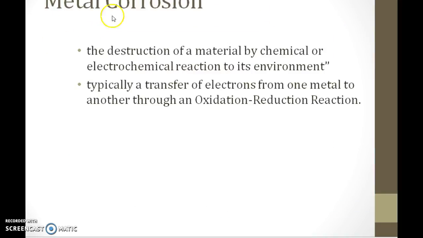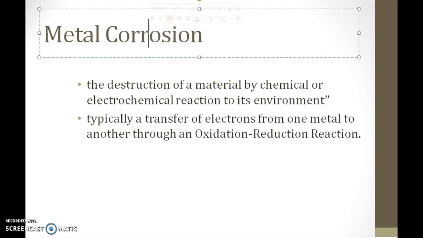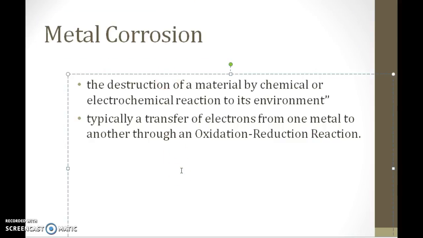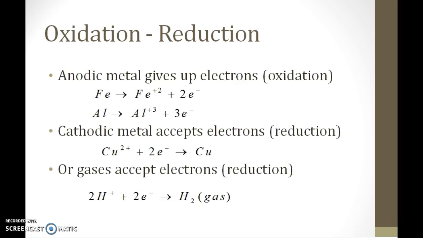Now, let us go for metal corrosion. Metal corrosion is the destruction of material by chemical or electrochemical reaction to its environment. Typically, this involves the transfer of electrons, or we'll call it an oxidation reduction reaction. Let us go for the oxidation reduction reaction. Anodic metal gives up electrons, where it undergoes oxidation. For example, in case of iron, Fe gives rise to Fe2+ plus 2 electrons.